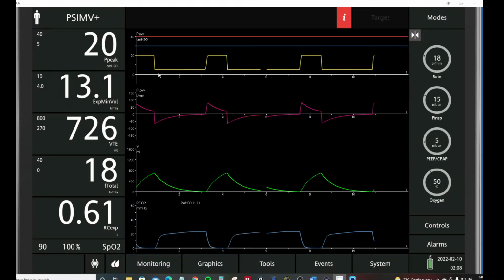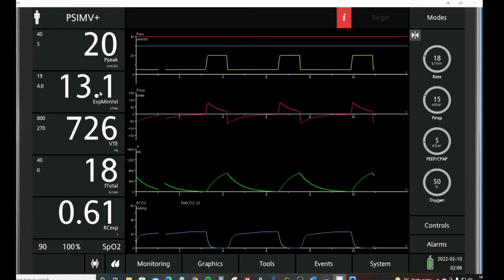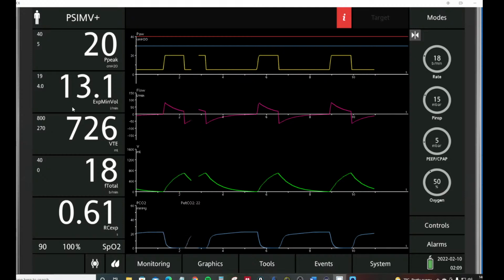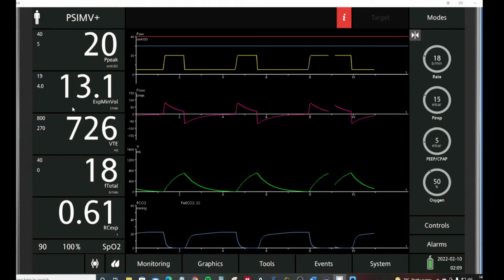So if I could do the maths, this would be 726 multiplied by 18, which would give us a minute volume of 13.1 liters per minute. Now in and of itself that's not a very useful number, but if you track it over time, as your patient's lungs become stiffer or more compliant, that minute volume can potentially change as well. So over time it can give you some idea as to how well the patient is doing.